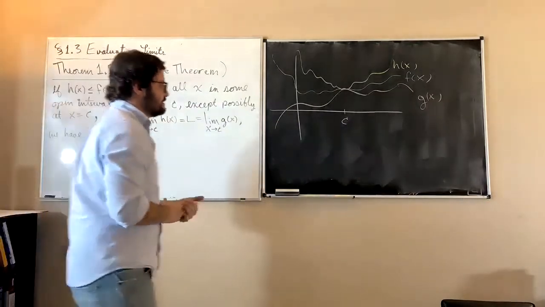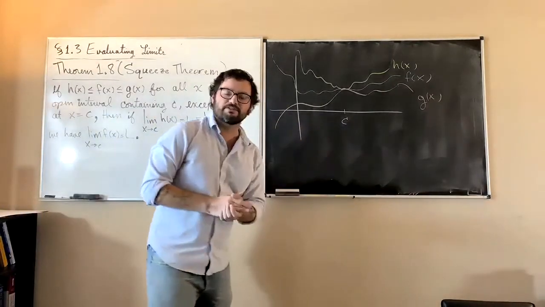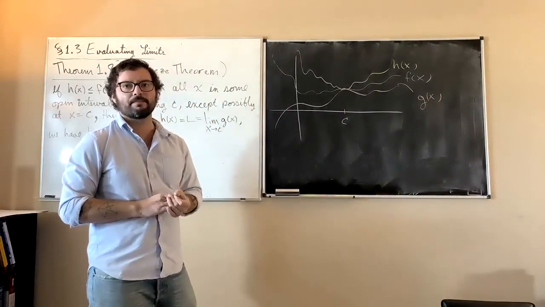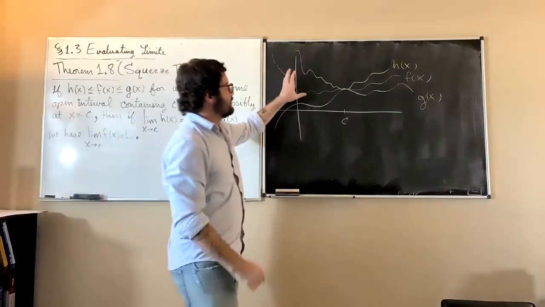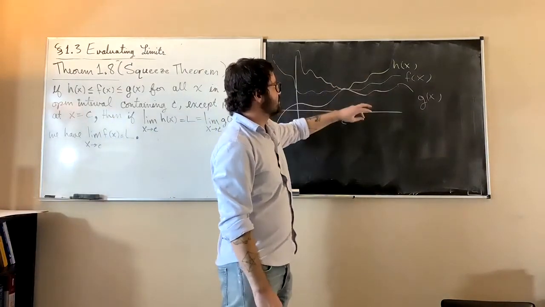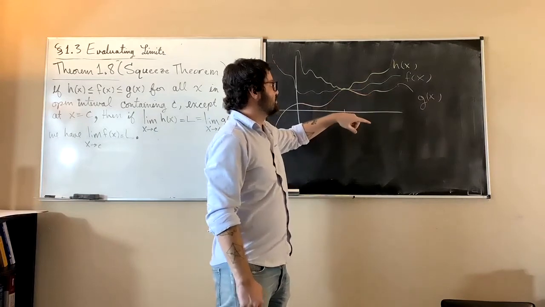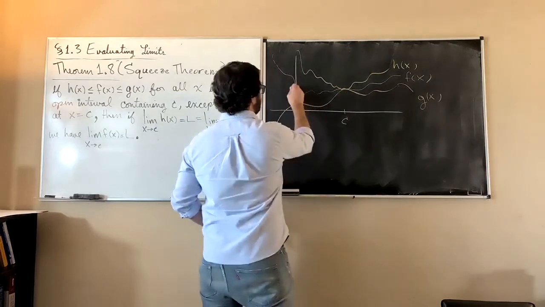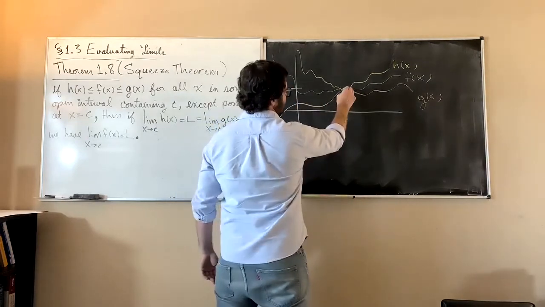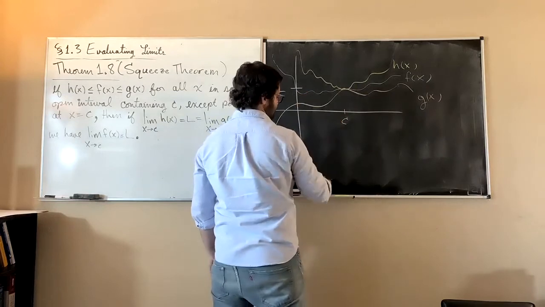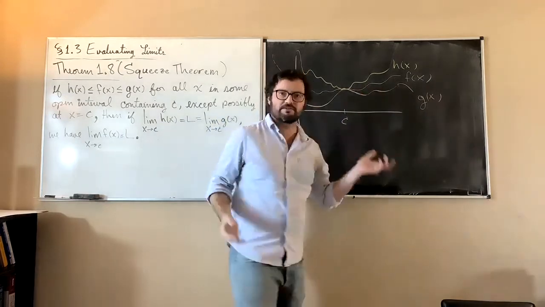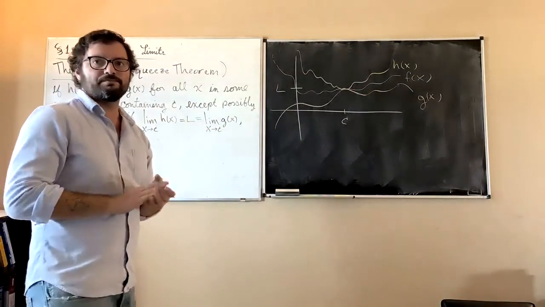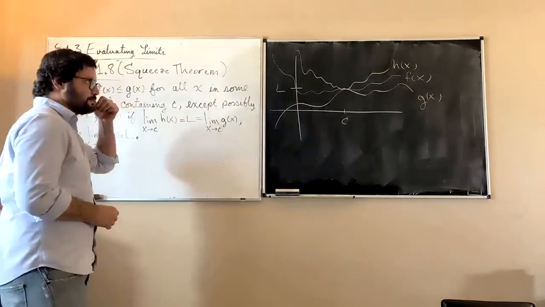As you can see, f of x is squeezed in between h of x and g of x. You see that, right? If f is always between h and g, and if h and g both converge to L as x approaches c, then f has no place to go but to also converge to L. And that's why it's called the squeeze theorem.